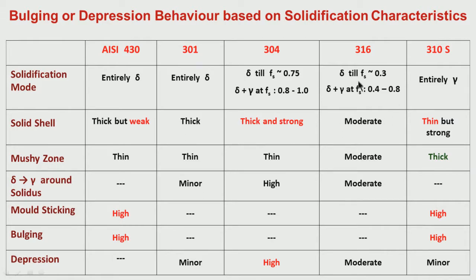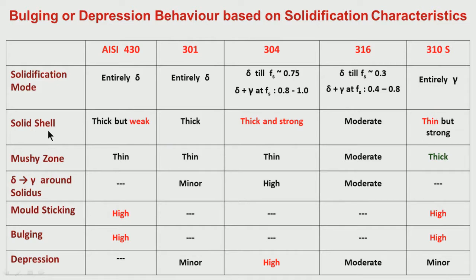So for 316, delta to gamma is taking place not around solidus, it is above solidus, before the completion of solidification. 310, of course, as I have told you, is entirely austenitic solidification. Therefore, there is no question of delta to gamma transformation at all at any temperature. Now, what is happening to the solid shell?